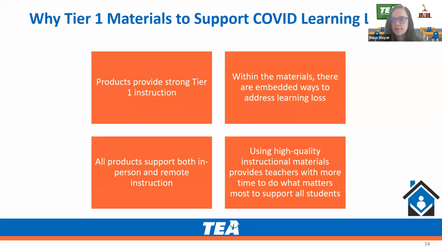Strong products like Eureka Math TEKS Edition provide strong Tier 1 instruction geared at all students. And within the materials, one of the features of high quality materials is that there are embedded ways to address learning loss. And all of the products in Texas Home Learning support both in-person and remote instruction. And using high quality materials allows teachers to take time away from having to find or create materials and instead be able to do what matters most to support all their students in differentiation and supporting their health and wellness needs, in particular related to the challenges of COVID.